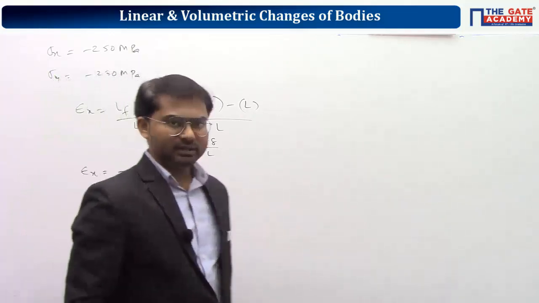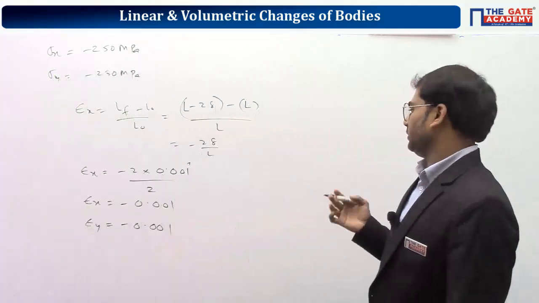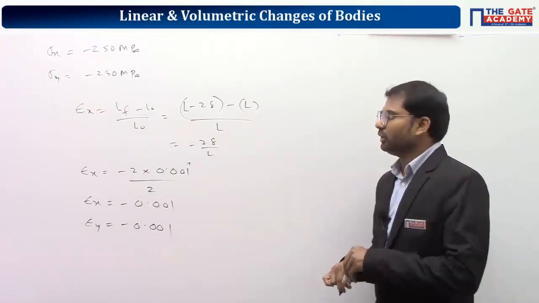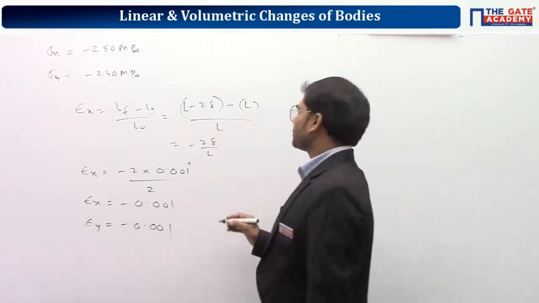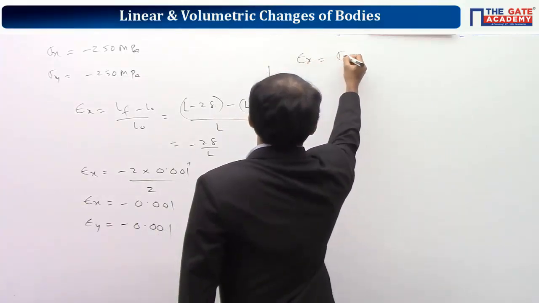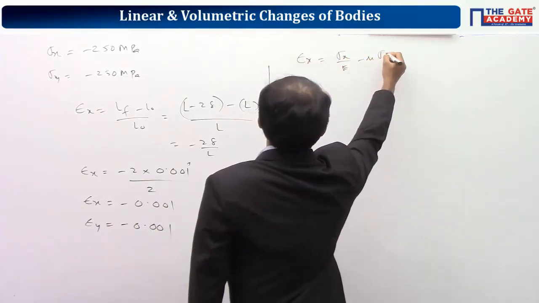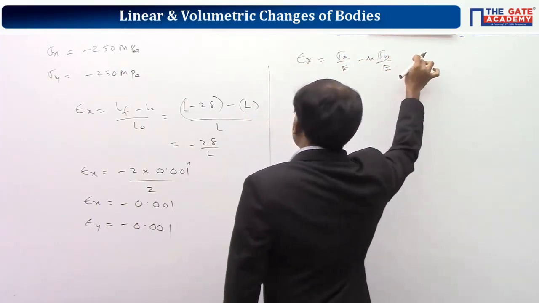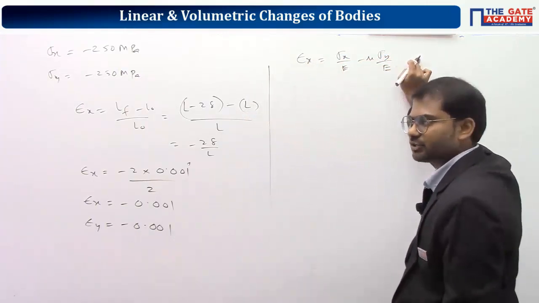You should remember that strains are coming out negative and stresses are also compressive. So let's apply this condition. Epsilon x is sigma x by E minus mu sigma y by E. I am not putting z because there is no stress in z direction.